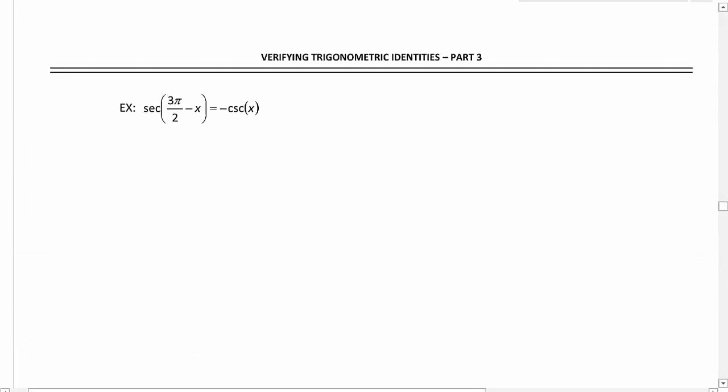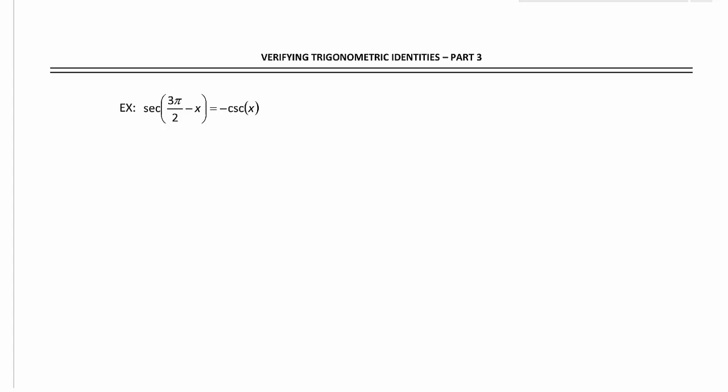Lastly, let's verify that secant of 3 pi over 2 minus x is equal to negative cosecant of x. So let's think about what we're saying. Right away, I see secant and cosecant, which I'm not excited to see anytime I'm doing an identity. But I also notice these arguments, going from an argument of 3 pi over 2 minus x to an argument of just x. We're going to have to take that difference argument and get rid of it.